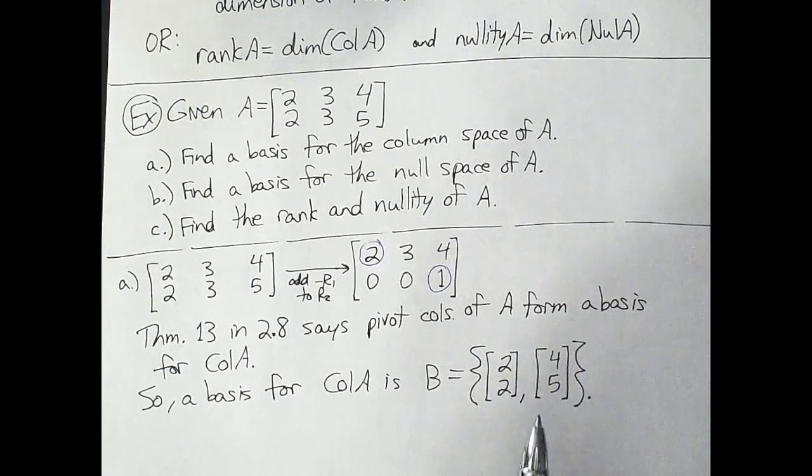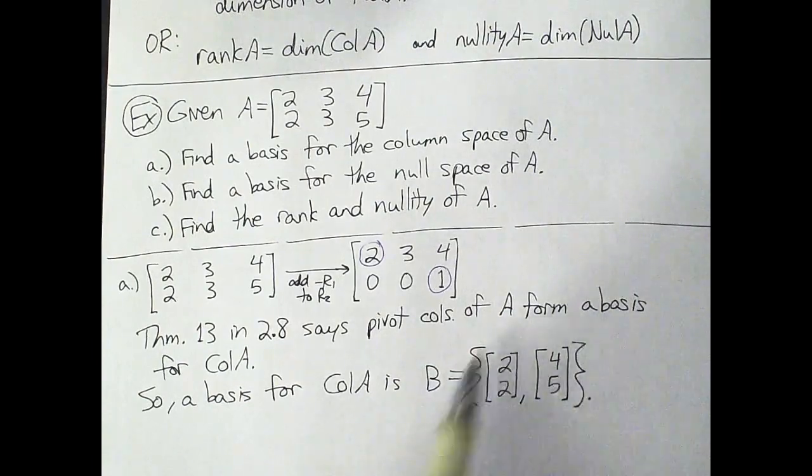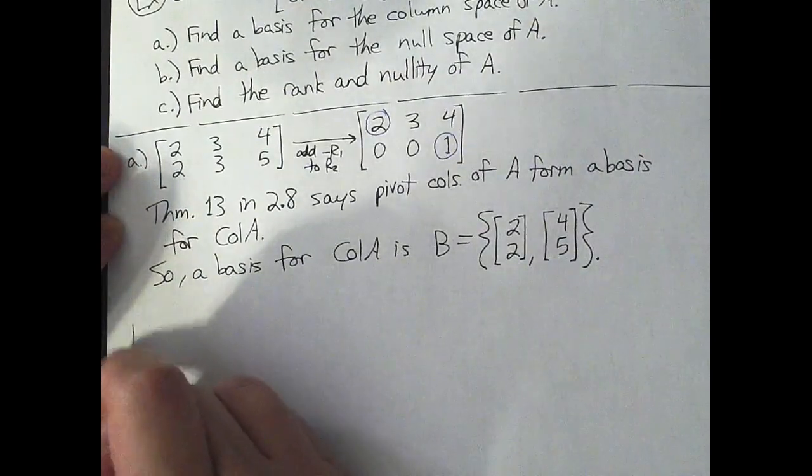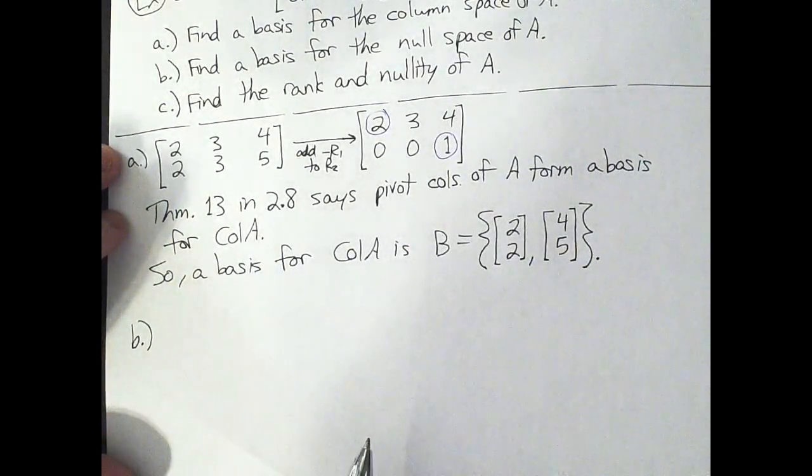I could even change the 4, 5 to some multiple of 4, 5, and it would still work. Make this 8, 10 if you want. Do you see what I mean? Because once you put span in front of it, all those things I just said are equivalent. Linear combinations of them. All right, so part B, we need to find the basis for the null space.